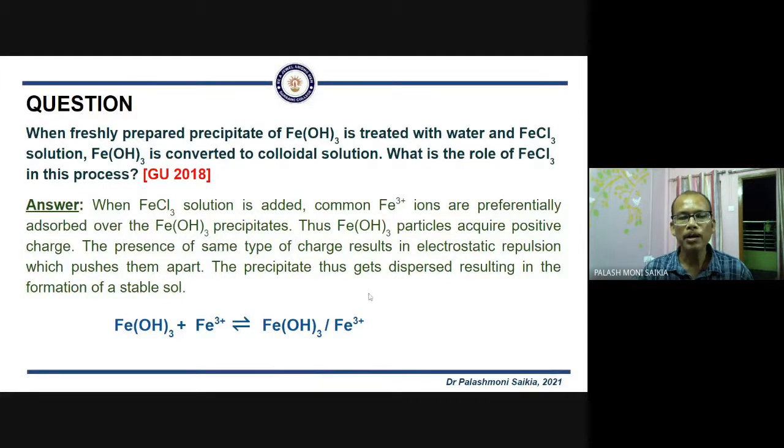When they split apart, they go to the colloidal dimension. That means their size becomes within 1 to 1000 nanometer, and thus the precipitate gets dispersed, resulting in the formation of a stable positive sol. So this is nothing but the concept of peptization and the preferential adsorption of ion.